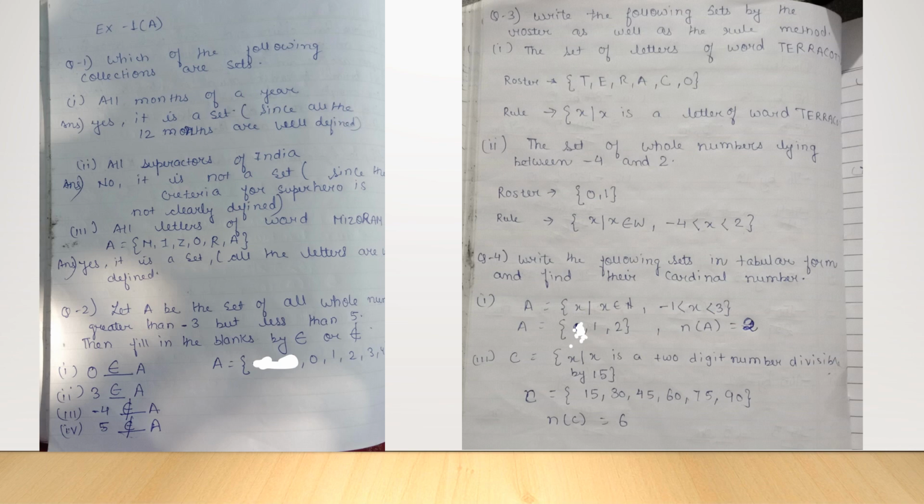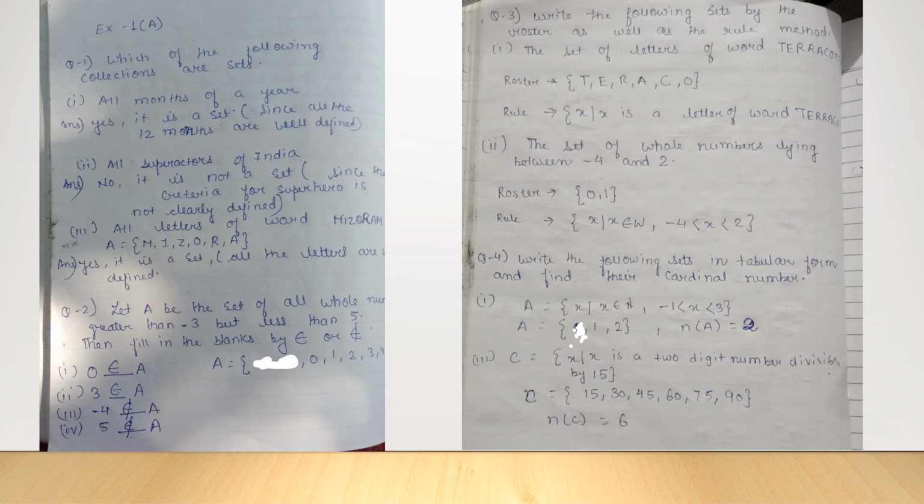Now we have to find out, the first part is 0 belongs to A because we can see that 0 is an element of set A. 3 belongs to A. -4 does not belong to A and 5 does not belong to A.